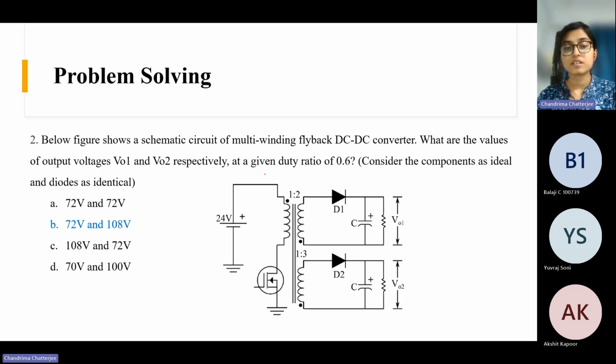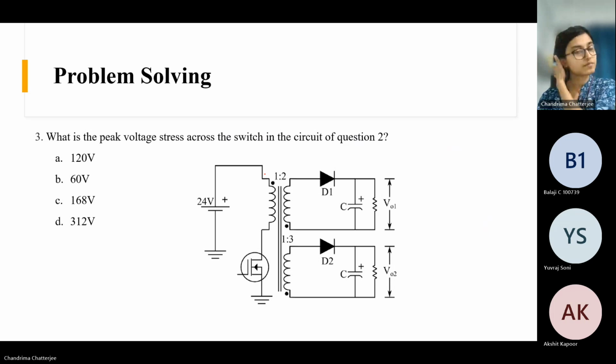So let's see the next question. What is the peak voltage stress across the switch in the circuit? So what is the peak voltage stress? Again for flyback, we already saw the voltage stress is V in plus V naught by N. That is the peak voltage stress across the device.